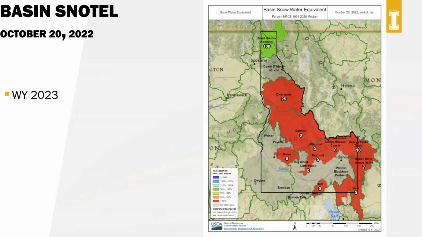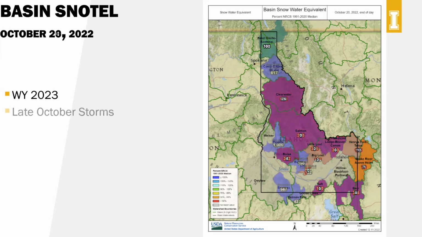All right, let's just jump forward real quick to this fall. October 20th is about 3 weeks into the new 2023 water year. At this point, things weren't looking really good, but it still was very early in the season, so it doesn't really matter that much. Here, just a couple of days later, a storm came through, and you can see how quickly the numbers change in terms of current percent of median SWE.